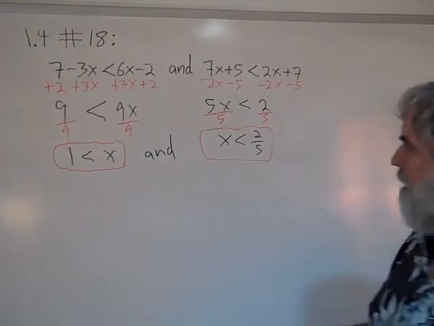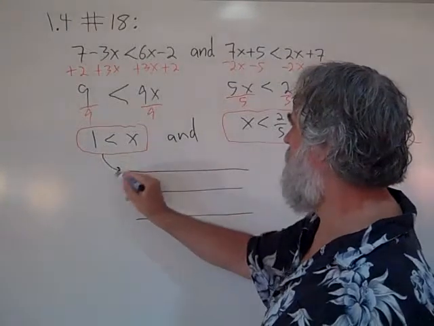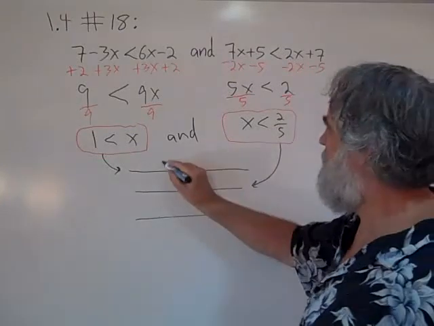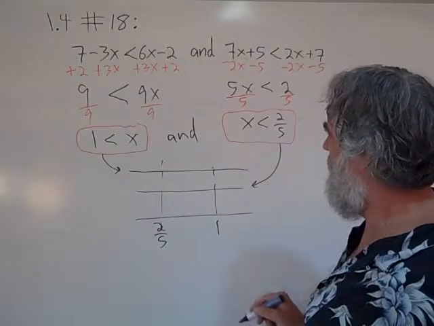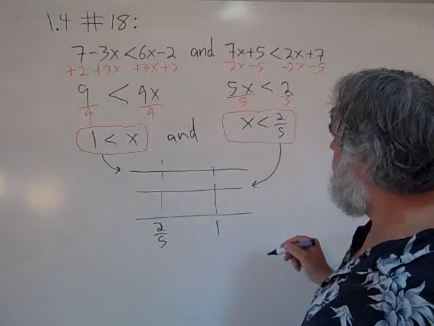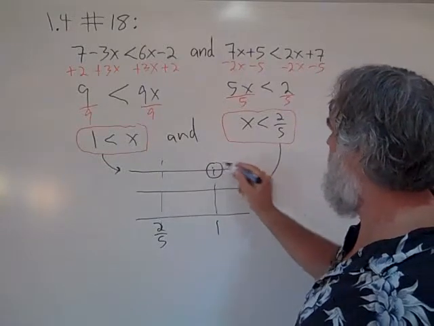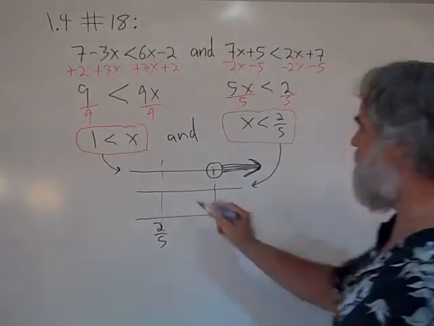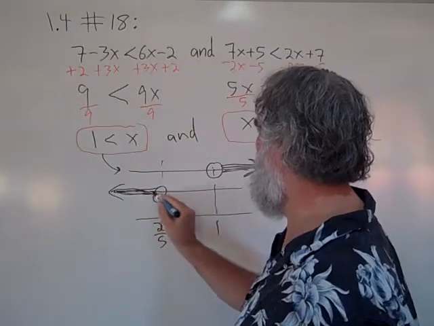You can see it by graphing each of these solutions like we've been doing. In the first line we'll graph the first solution set. The second line we'll graph the second solution set. The numbers are 2/5 and 1, so here's 2/5 on each number line, and here's the number 1 on each number line. So 1 is less than x means x is bigger than 1 over here. And x less than 2/5 is everything to the left of 2/5 on the number line.